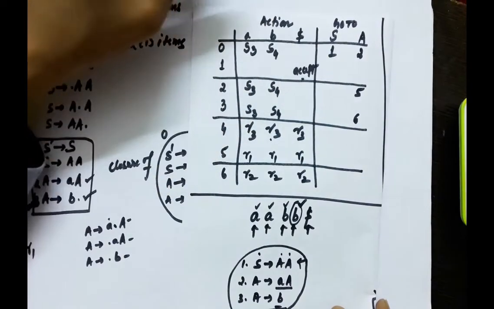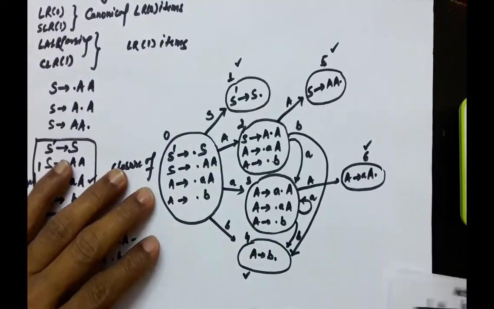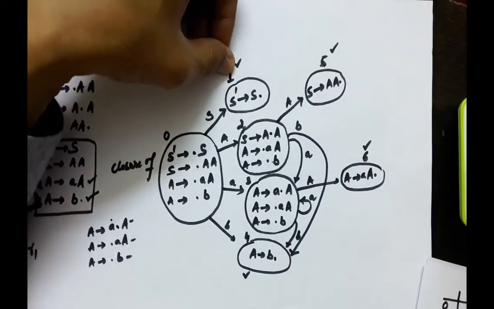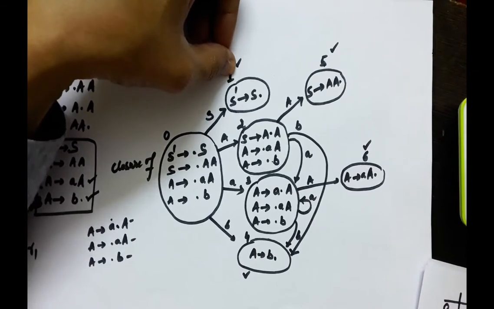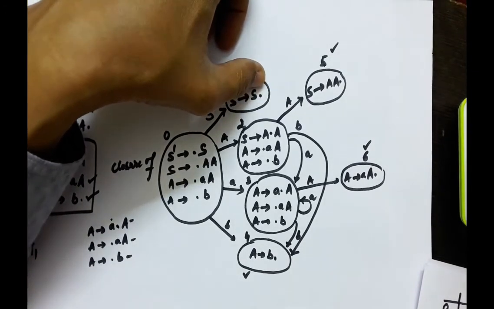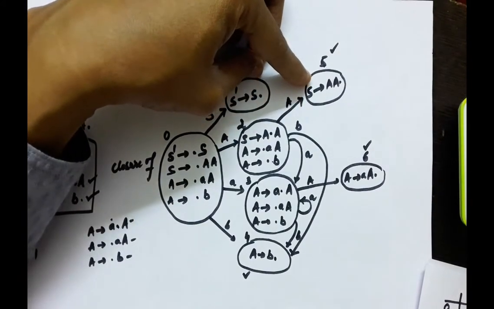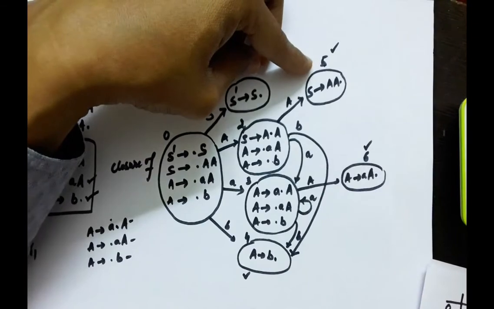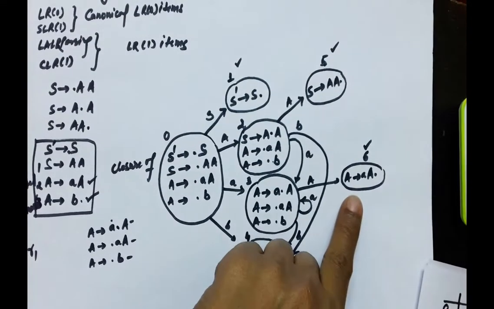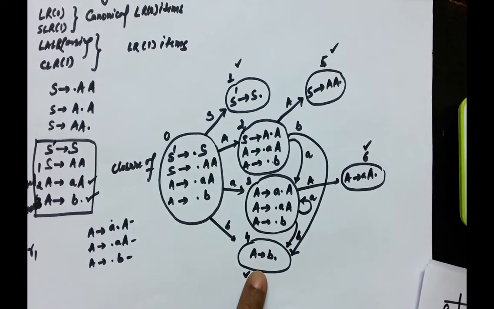Now for all the states in which we have final items, for example state 1, final item means the dot appears at the last of the production. This also is a final item in which the dot is appearing at the last. This also, and this also, is a final item where the dot is appearing at the last.